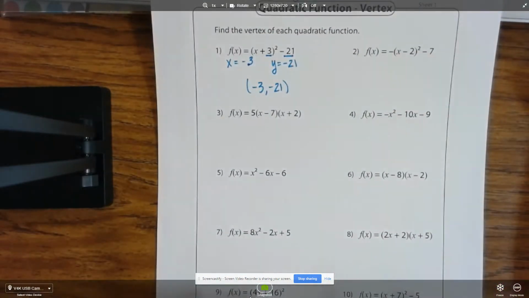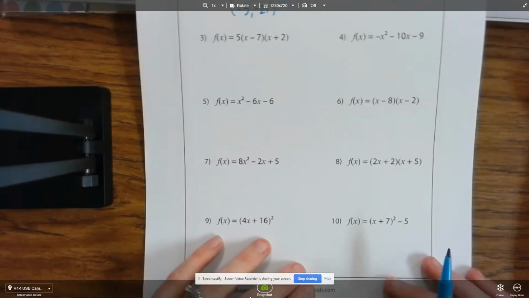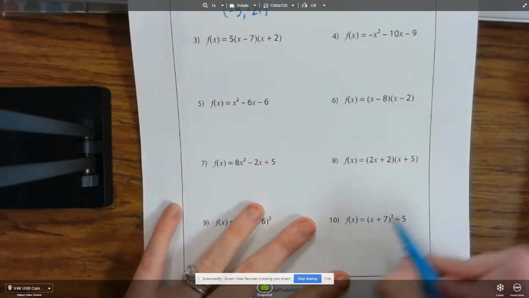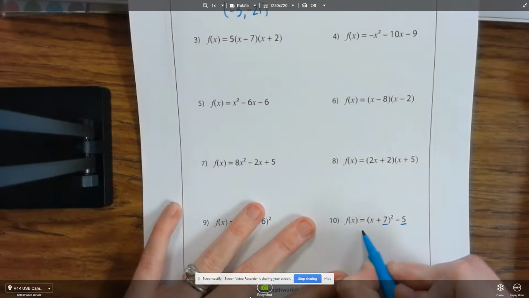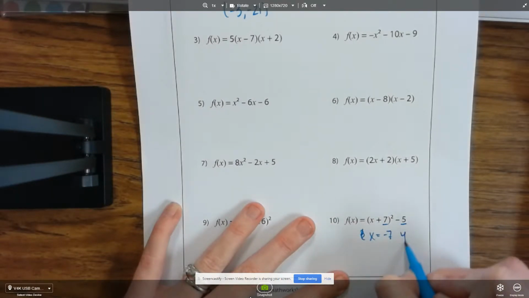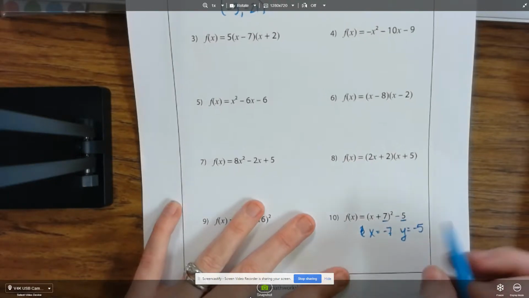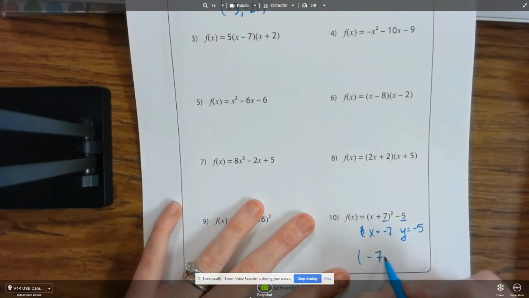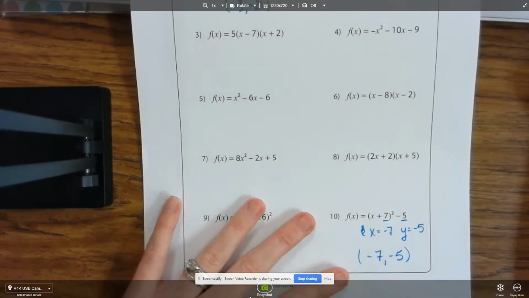All right, and then let's see which other one's on this page. Let's go ahead and look at this one. So again, this is my h and this is my k. So x would be a negative 7, y would be a negative 5. So my vertex would be at negative 7, negative 5.